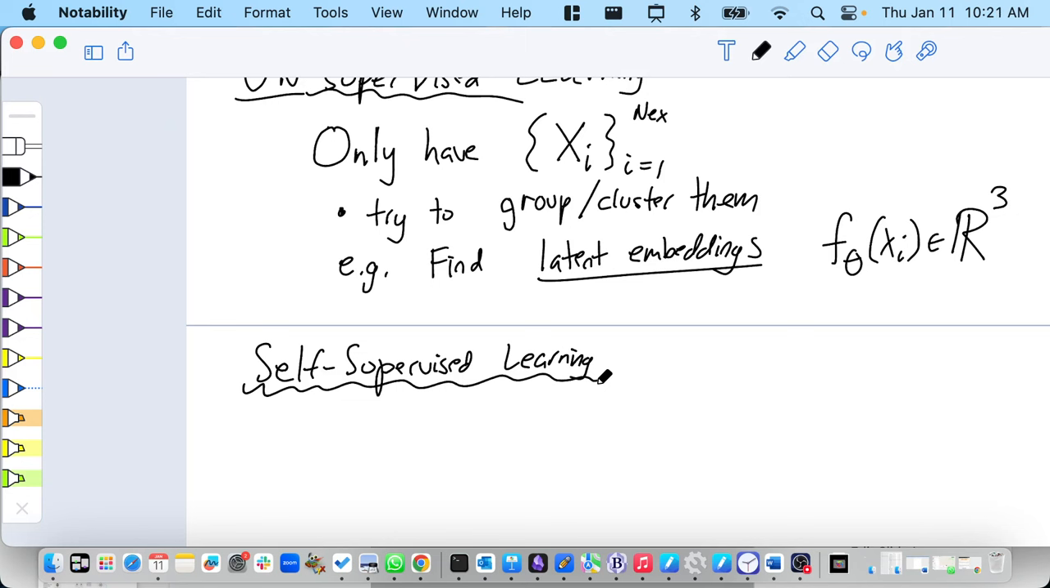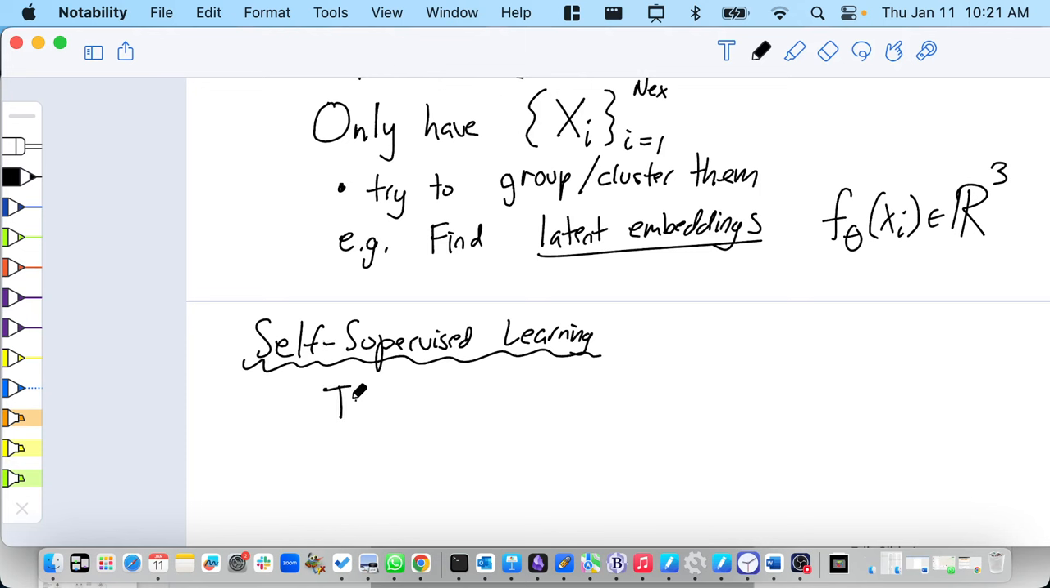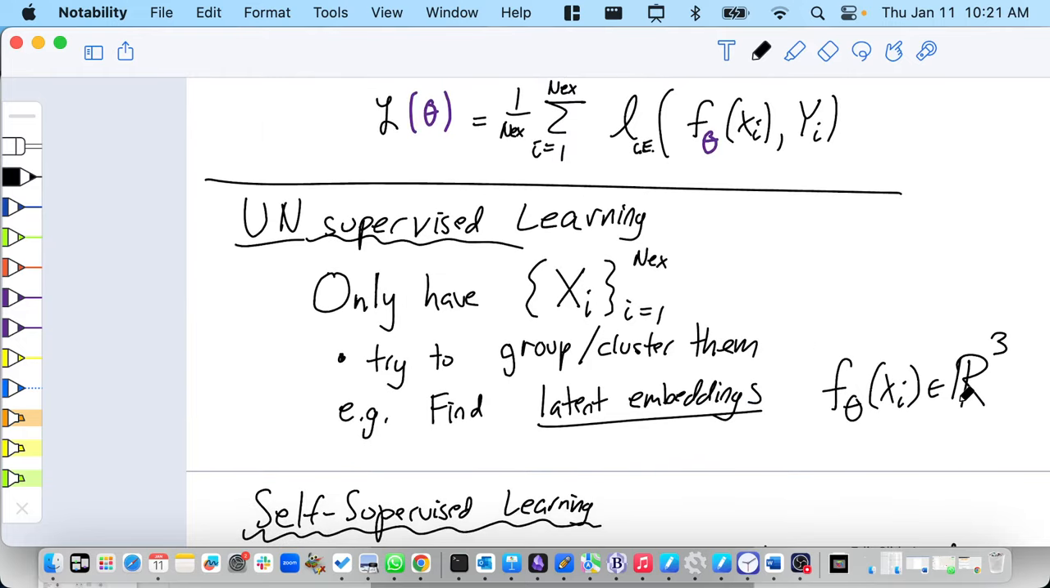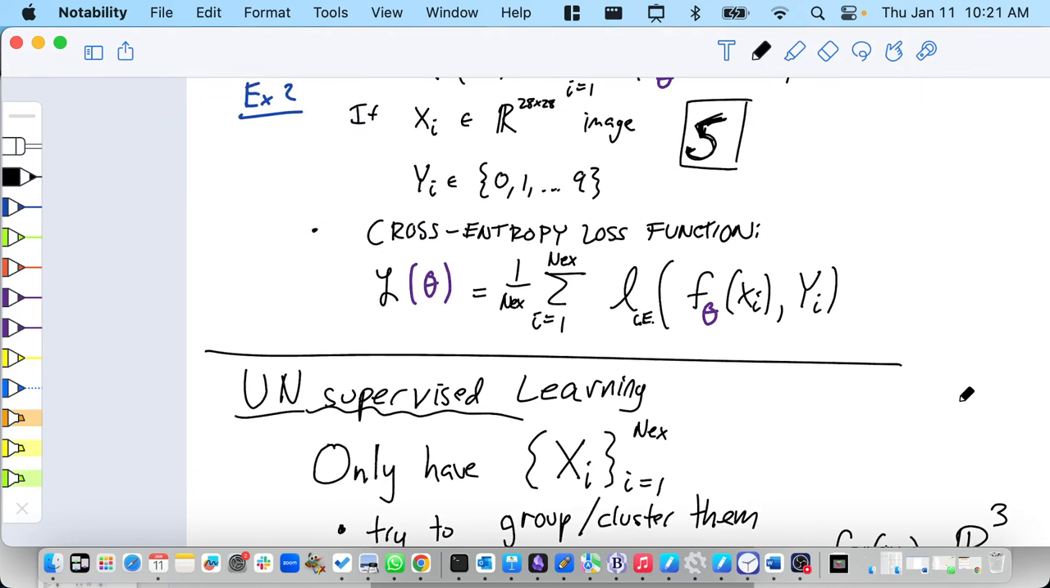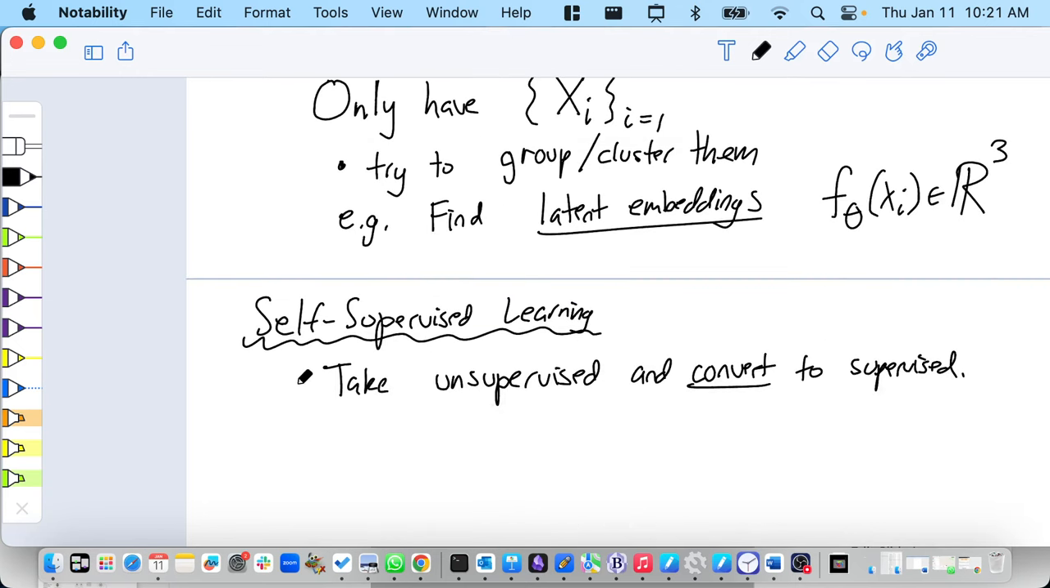In self-supervised learning, you basically take an unsupervised problem and you convert it into a supervised one. It's kind of a little magic trick. So you have some method to take a bunch of X's with no Y's and, without having a human come in, automatically generate some kind of synthetic Y's for what the Y values would be. And then you go back to this loss function and you try to find the function F that matches the Y's. So what is this method of inventing Y's?